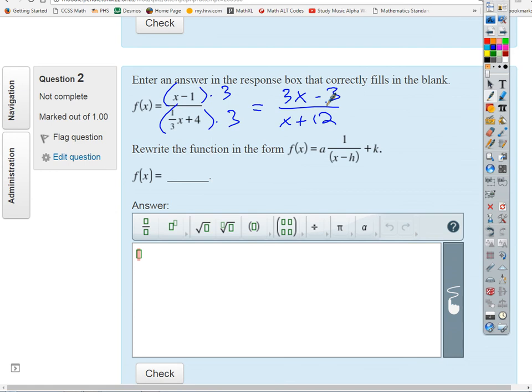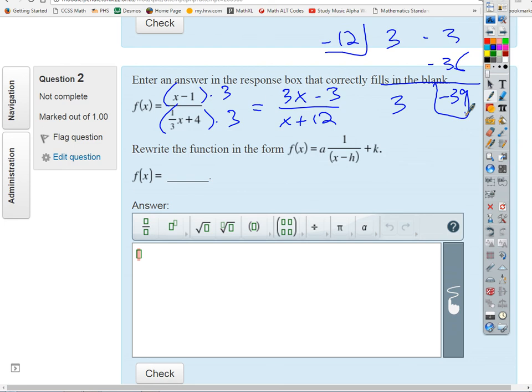Does that make sense? Okay, now it's easier to divide, right? Now I can just use synthetic division, and we'd end up with, what's the 0 at the bottom? And then my coefficients on the top would just be 3 and negative 3, right? Drop the 3 down, negative 12 times 3 is negative 36, so I get negative 39 remainder, right? And then 3 is the constant.